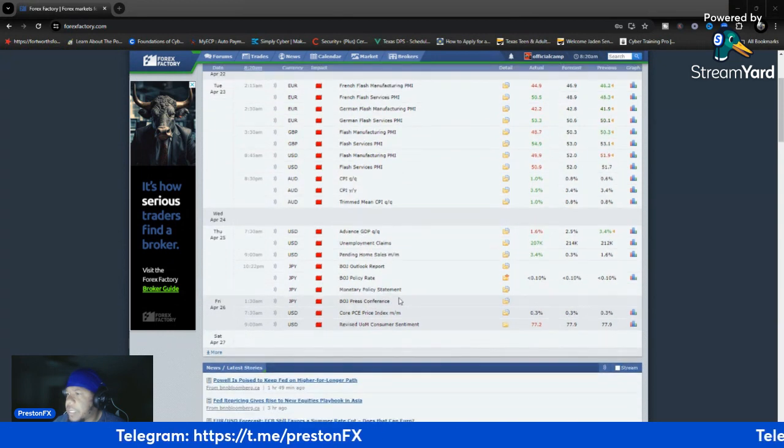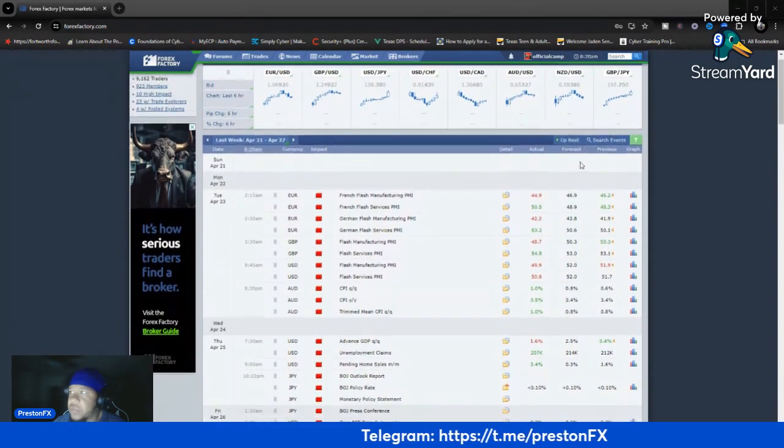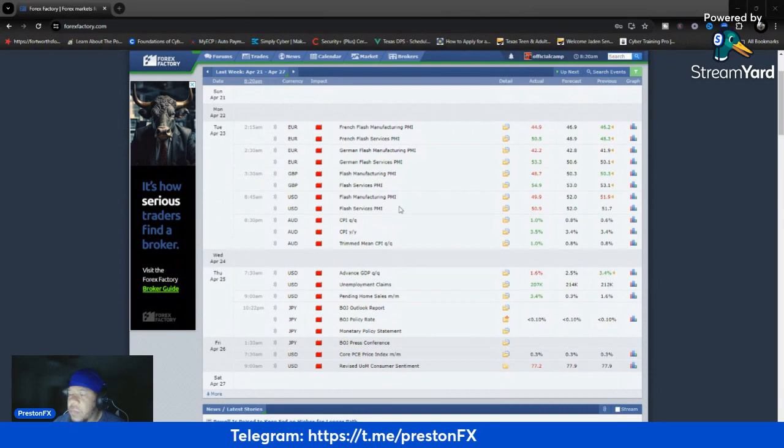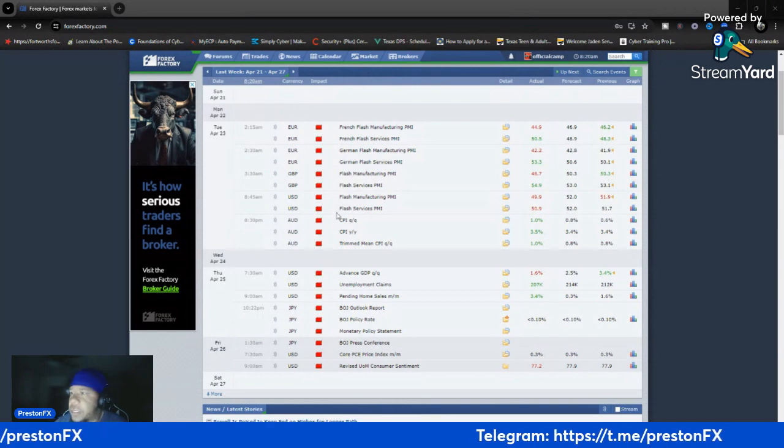So last week, starting on Tuesday, we had a lot of big news, CPI news, BOJ policy rate. If you just go to Forex Factory, it can tell you a lot of these news and issues. You guys know if you've been following me a while, I trade using the daily time frame.